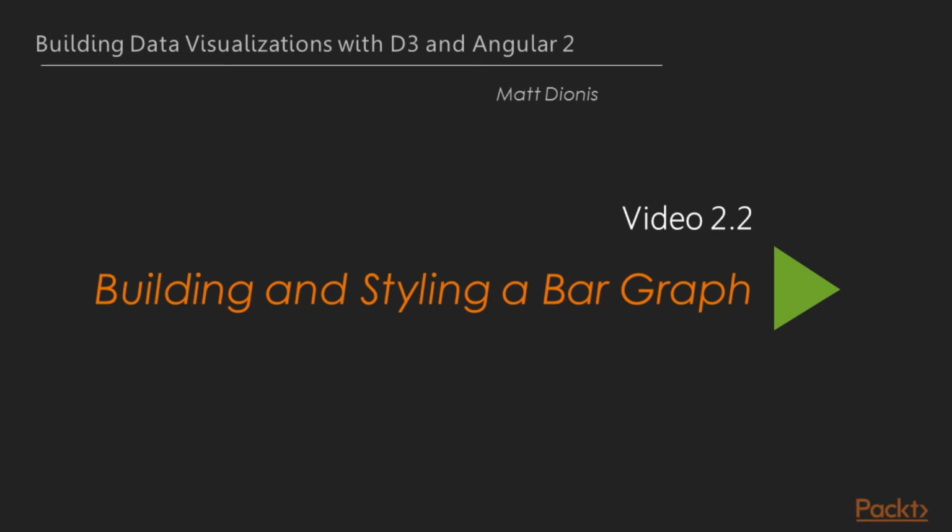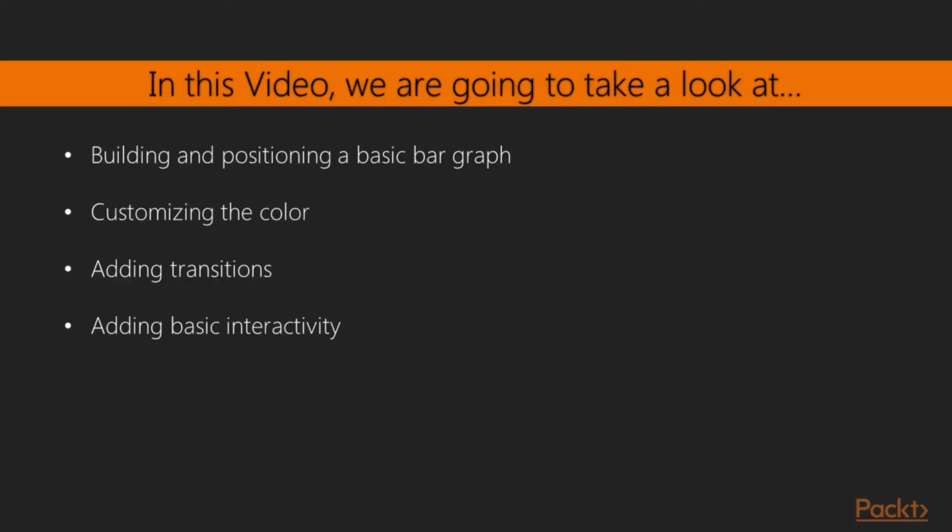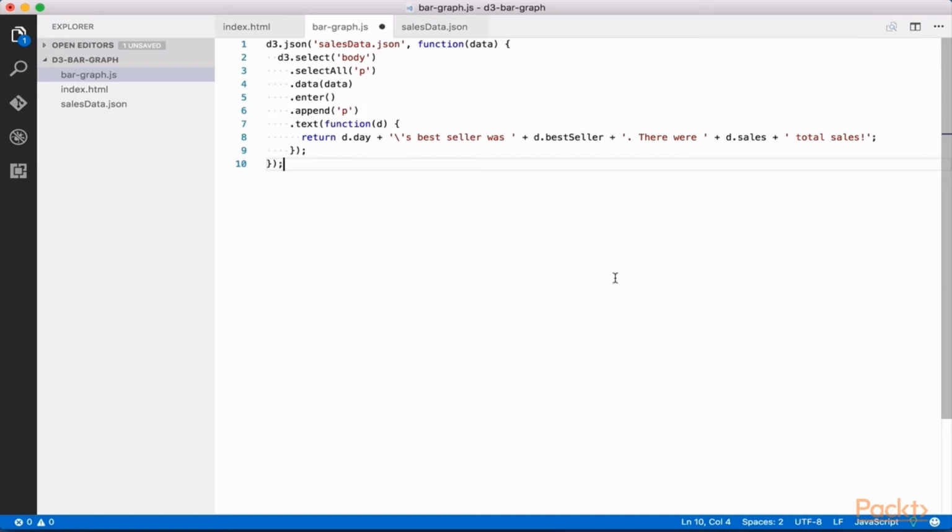Welcome to the second video of Harnessing the Power of D3, where we will be building and styling a bar graph. We will begin by building a very basic bar graph and properly positioning it. We will then style our bar graph by adding custom colors, animated transitions, and basic interactivity. Our bargraph.js file currently looks like this. We are displaying a short paragraph, 2 sentences, for each day of data in our salesdata.json file.